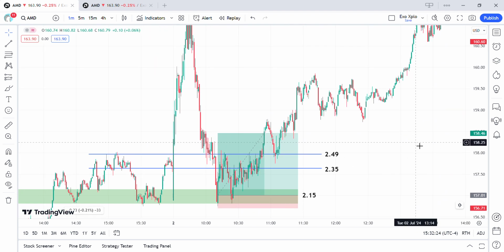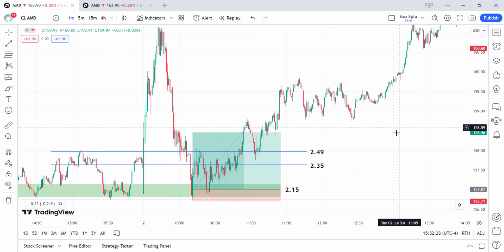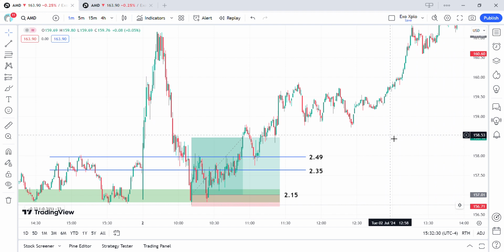Today we're going over the AMD day trade that we took yesterday, a very successful one where we hit 2 of the 3 take profits to lock in just about $216 in only a few minutes.